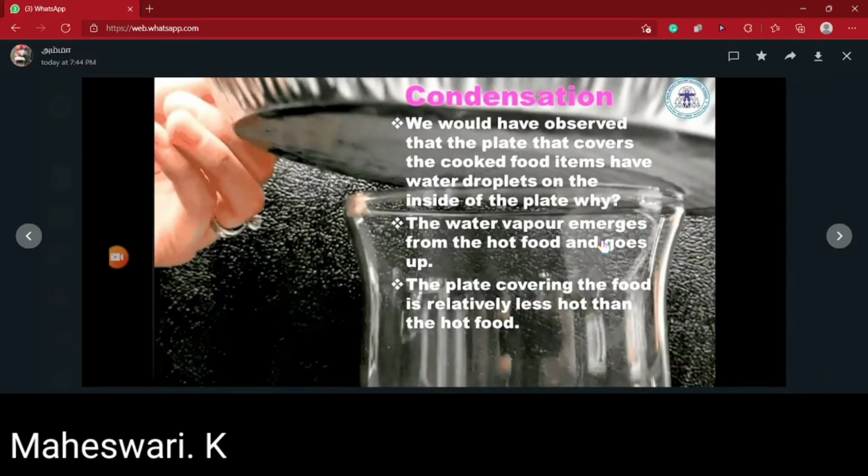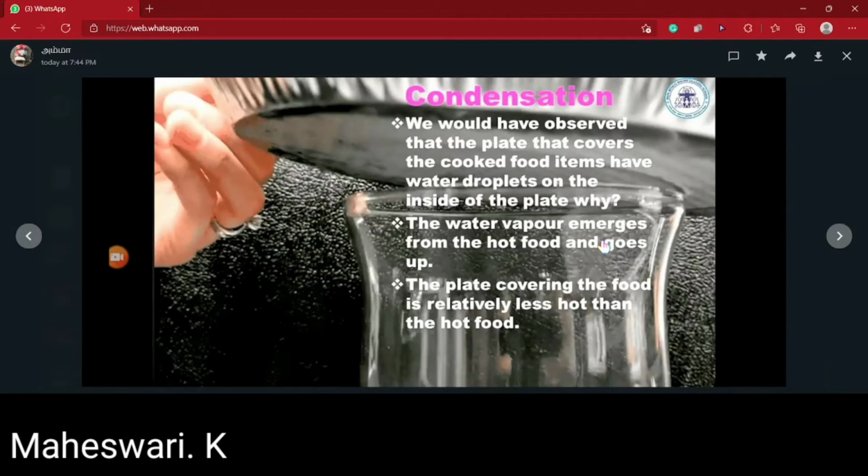Now we are going to discuss condensation. We would have observed that the plate that covers the cooked food items has water droplets on the inside of the plate. Why?